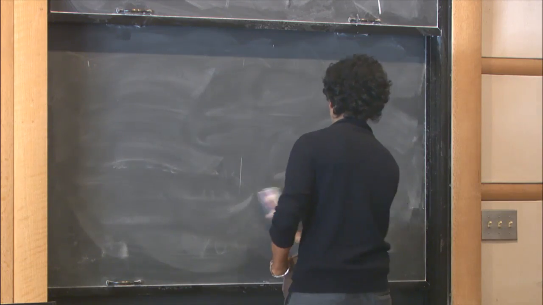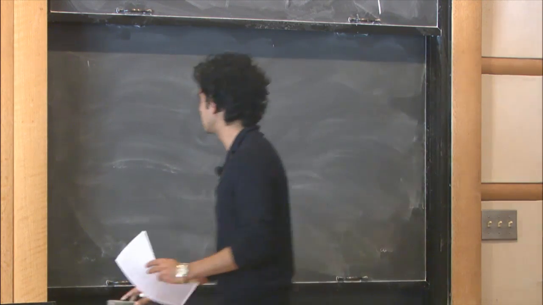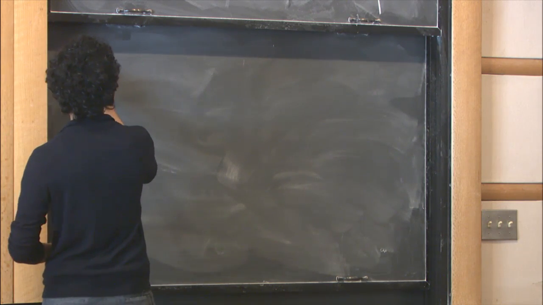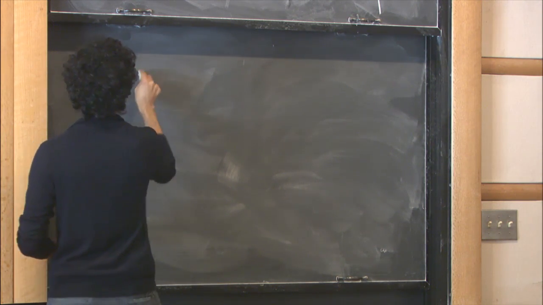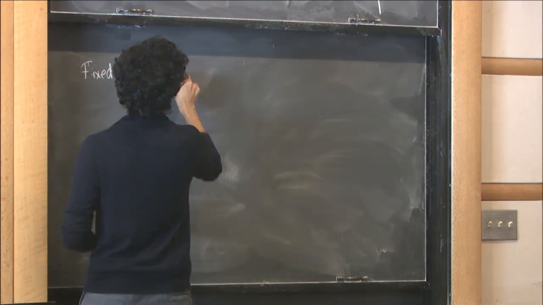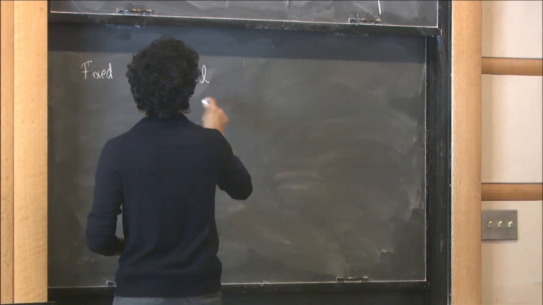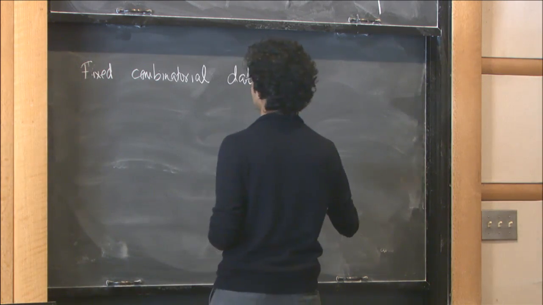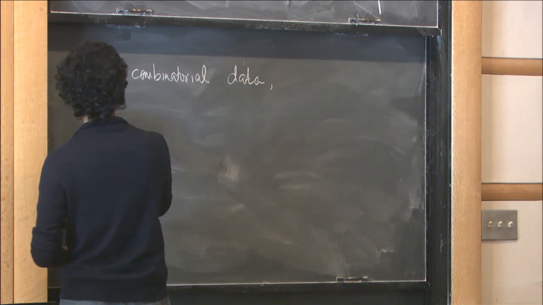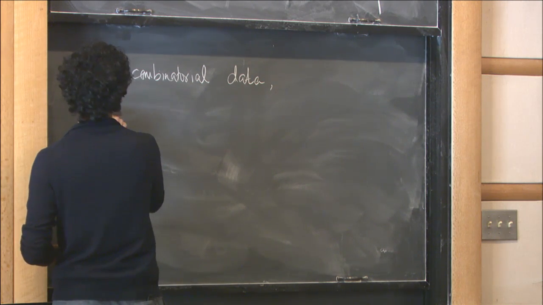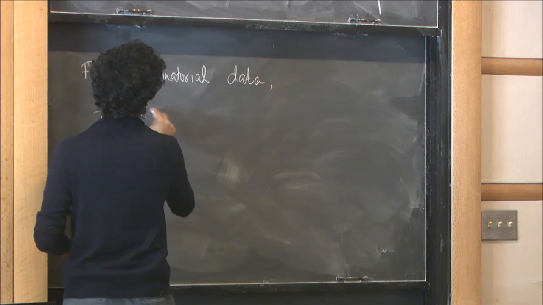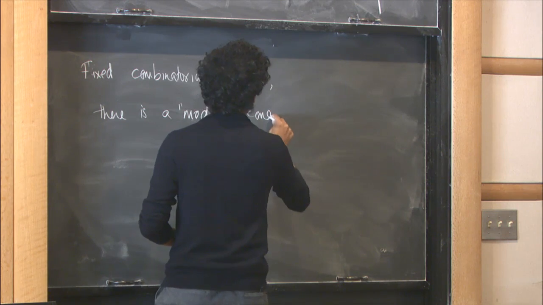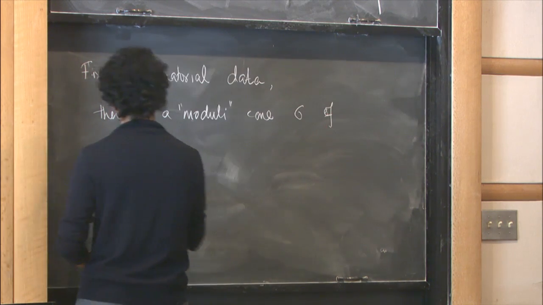Okay, so just as one can put stable maps in families, one can put tropical stable maps in families as well. So for fixed combinatorial data, meaning fix the underlying graph and the edge directions, the asymptotic edge directions, there is a moduli cone of tropical curves.